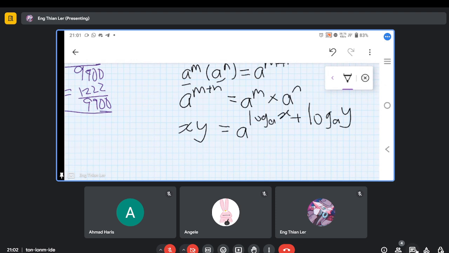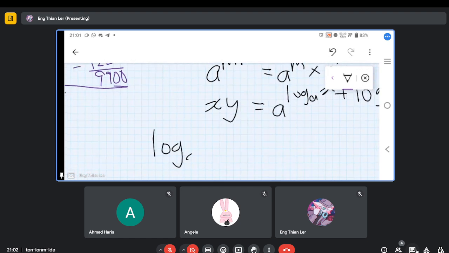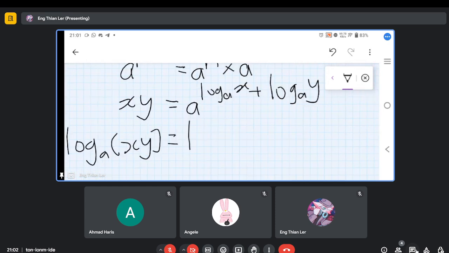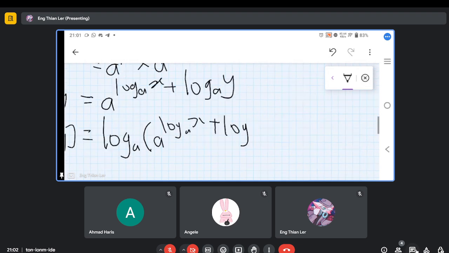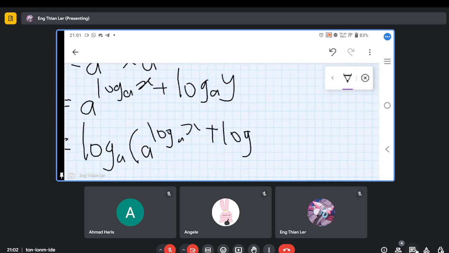And now we have xy equal to a to the power of this whole thing. And when we take the log of both sides, what do we get? We take the log base a. Log a of xy. Now look at this. Log a base a power of log a x plus log a y.